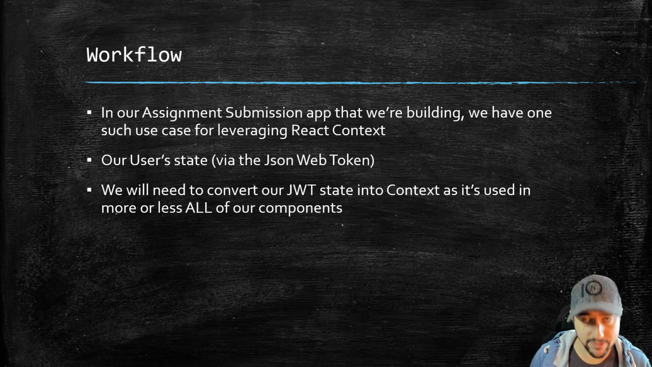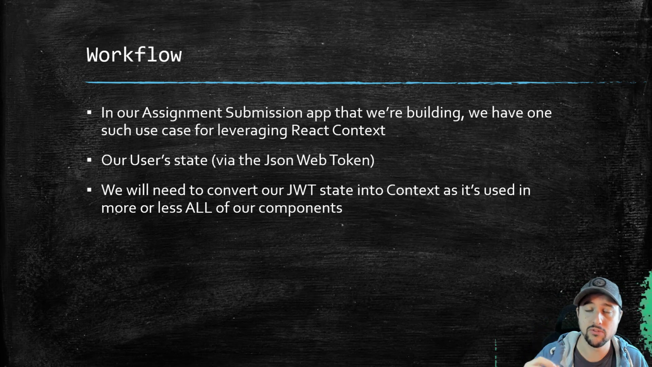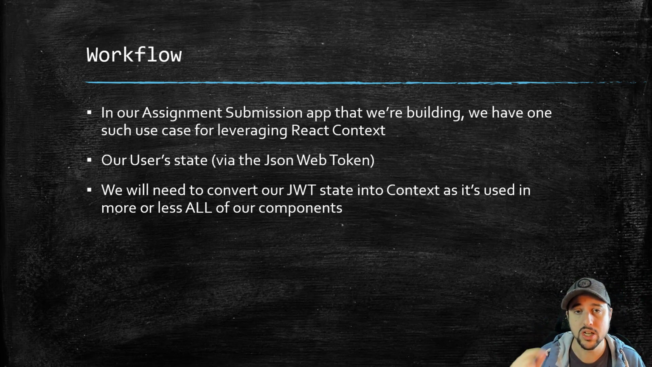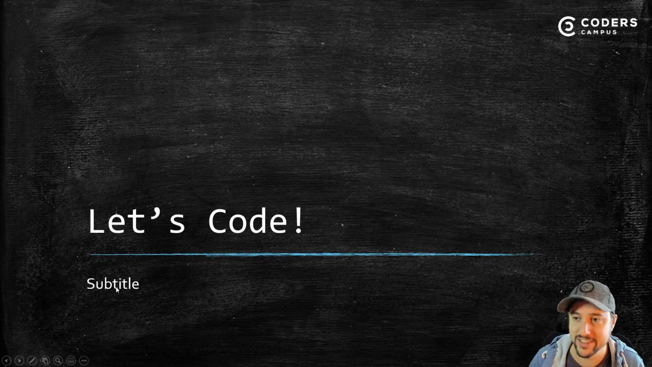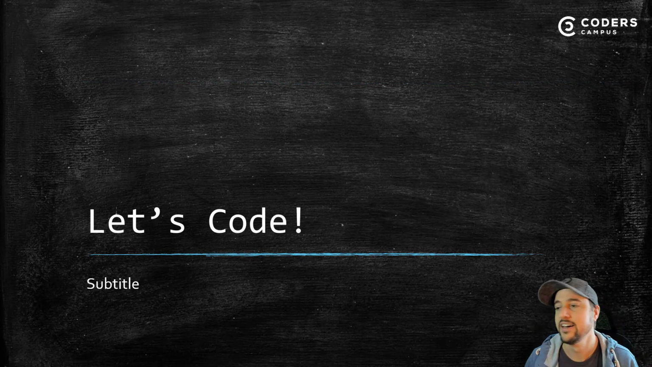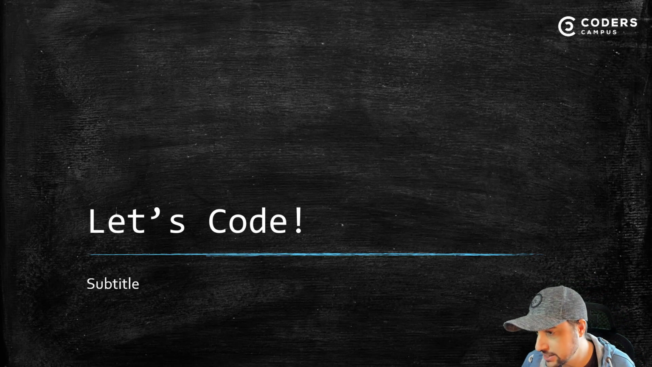So, having said that, our goal for this video, hopefully I'll be able to do it, is we want to convert our current use of the JWT via the setter and getter into using context instead, because like I said, we're using it everywhere. So, having said that, let's code. I forgot to remove the subtitle from our thing. Anyway, cool. So let's code.